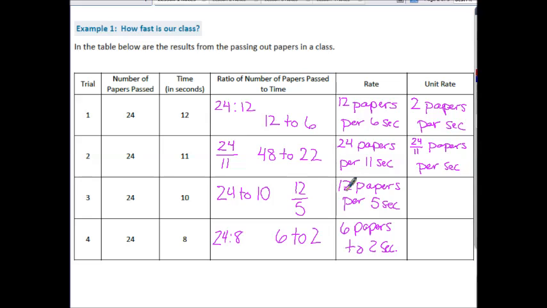With this one, when I do 12 divided by 5, we actually get 2.4. So since that's terminating, I'm going to write that one as a decimal. And the last one works out nice with 6 divided by 2, giving us a unit rate of 3 papers per second. Okay. And so this really just reviews some of the ideas that you talked about in 6th grade.